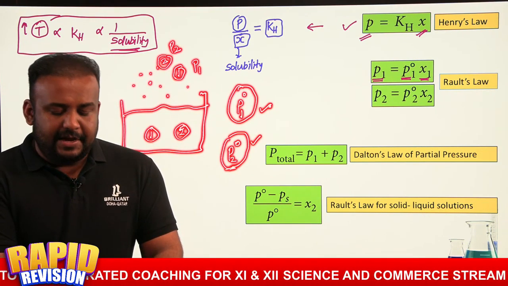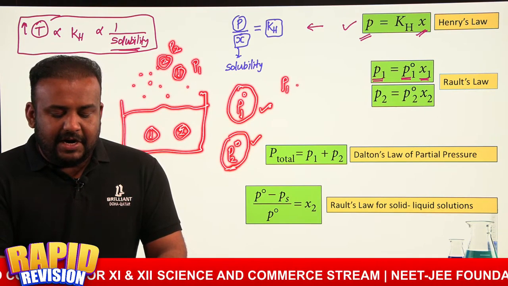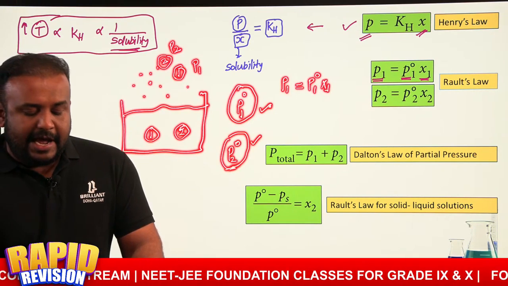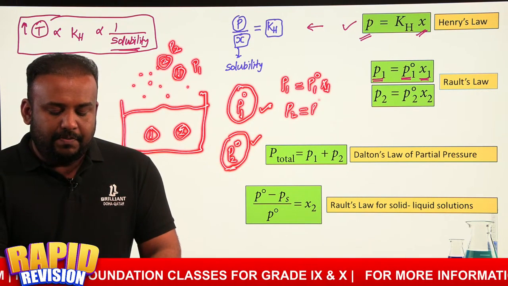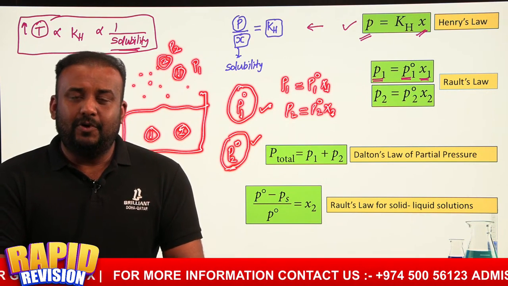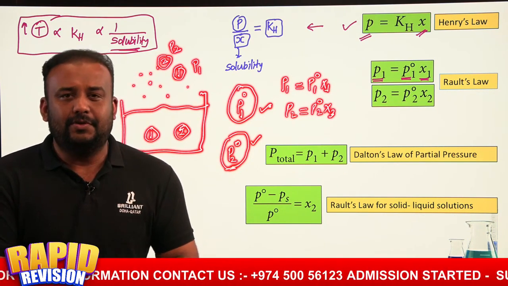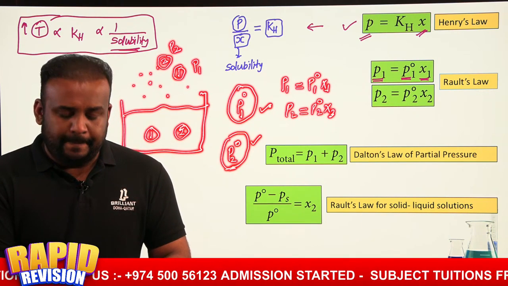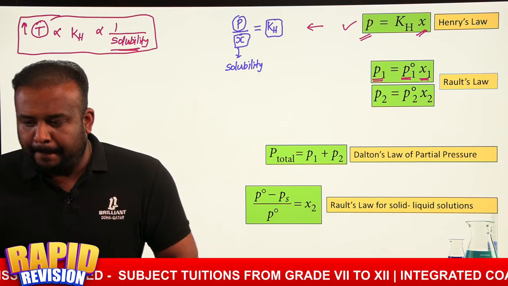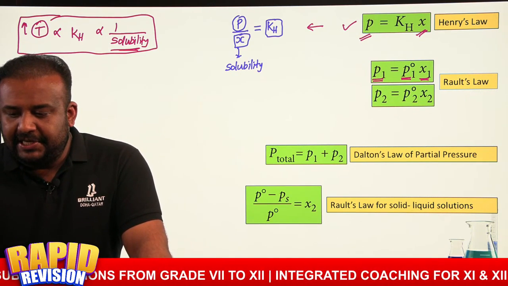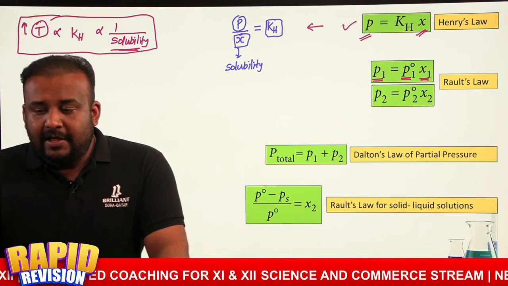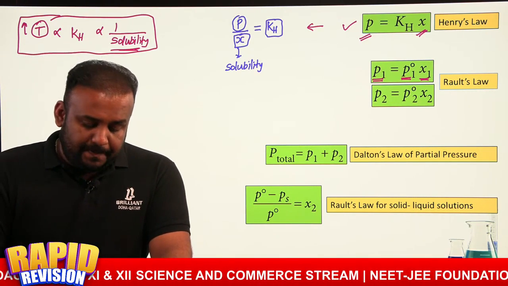Now, what does Raoult's law say? According to Raoult's law, P1 is equal to P01 times X1, and P2 is equal to P02 times X2. This is Raoult's law for binary solutions like liquid-liquid solutions where both the components are volatile. So I hope that point is clear to everyone. Yes, partial pressure is directly proportional to the mole fraction for a system of volatile liquids. Yes, very good, Dhruvil. That is the statement for Raoult's law.